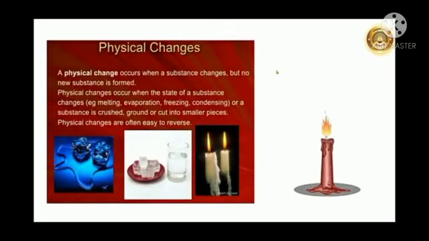So we observe that in some changes, the properties of the original substance remain the same. That is, their composition remains unchanged. No new substance is formed. Such a change is called a physical change. So a physical change occurs when a substance changes, but no new substance is formed. Physical changes occur when the state of the substance changes or a substance is crushed, ground, or cut into small pieces. Physical changes are often easy to reverse.